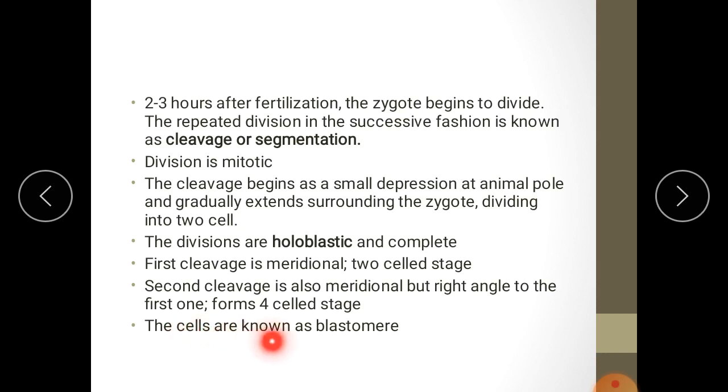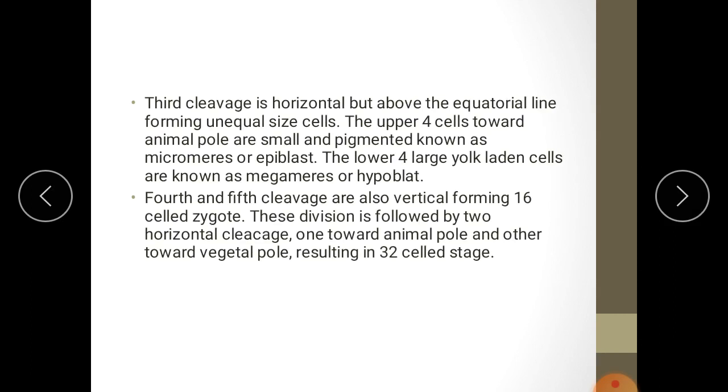So the cells are known as blastomeres. Third cleavage is horizontal but above the equatorial line, forming unequal size cells. The upper four cells toward animal pole are small and pigmented, known as micromeres or epiblast. The lower four large yolk-laden cells are known as megameres or hypoblast. Epiblast is formed by upper four micromeres. Hypoblast is made by lower four megameres.